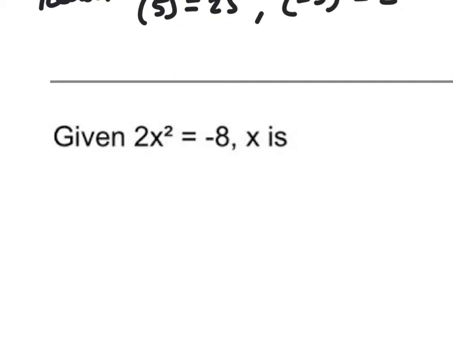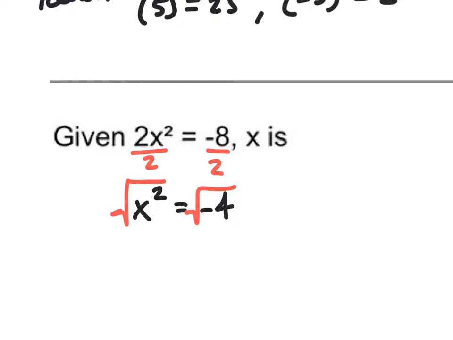So what I would do first is divide both sides by 2, because then I just get x squared is equal to negative 4. Now I can apply the square root to both sides, and this is going to give me x is equal to, let's write it like this, plus or minus the square root of negative 4.